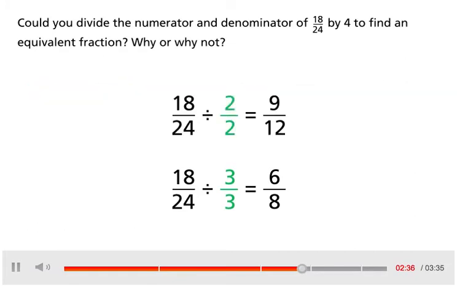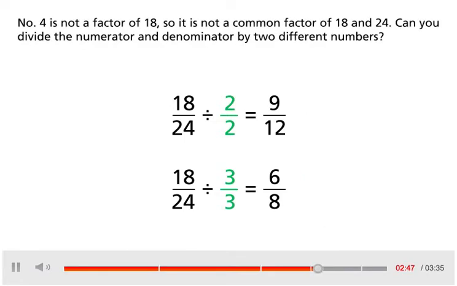Could you divide the numerator and denominator of 18/24 by 4 to find an equivalent fraction? Why or why not? No, 4 is not a factor of 18, so it is not a common factor of 18 and 24.